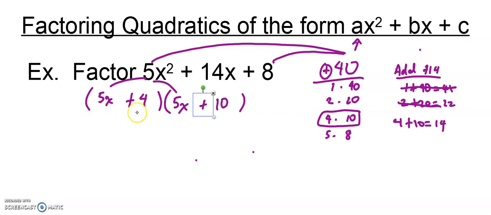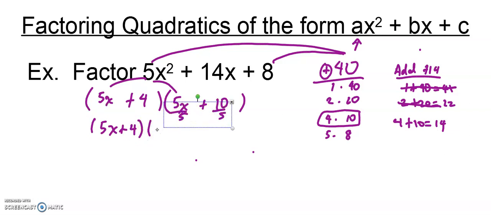Now I look at each parentheses and ask myself, can the numbers in this parentheses be simplified? In other words, can they both be divided by the same number? Well, 5 and 4 can't be divided by anything, so that parentheses is already simplified. But in the second parentheses, couldn't I divide both by 5? By doing that, I get x plus 2 inside it. And this would be your factoring.